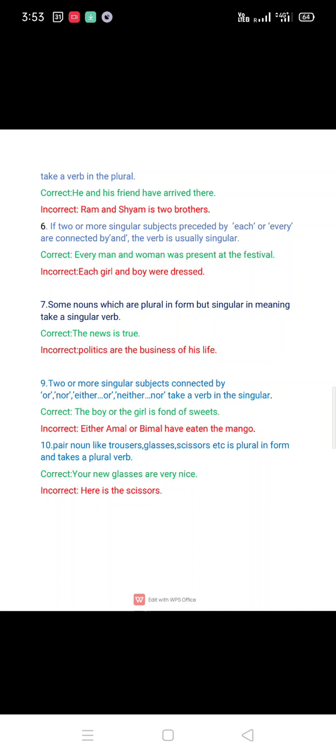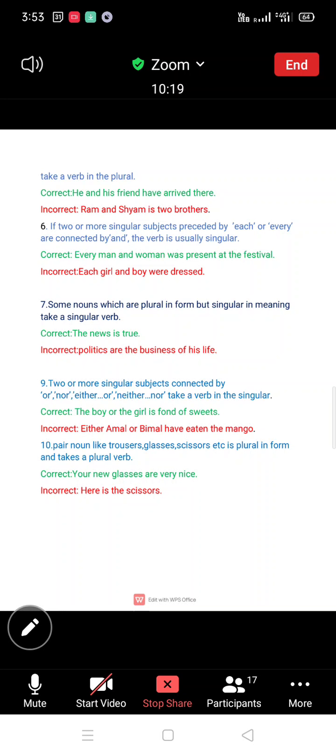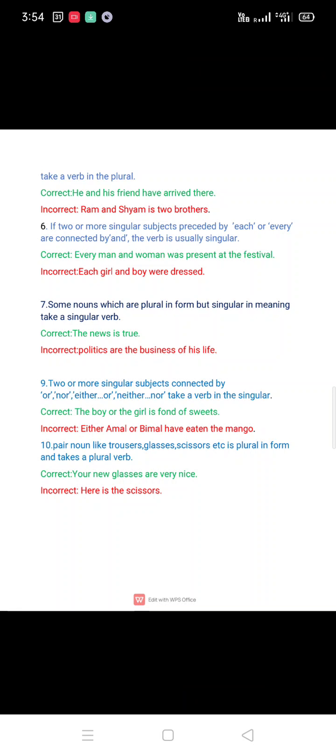Okay, so we are discussing number 5. Similarly, Ram and Sam is two brothers. Here Ram and Sam are two singular nouns connected by and, so the verb must be plural, not singular. If we say Ram and Sam is two brothers, the sentence is incorrect. We should say Ram and Sam are two brothers.